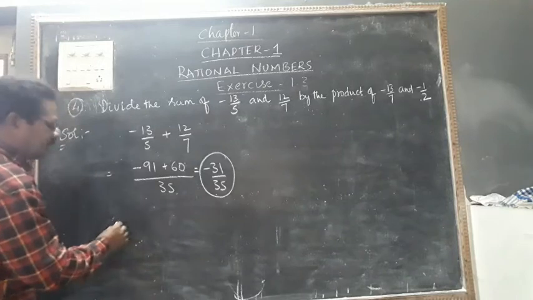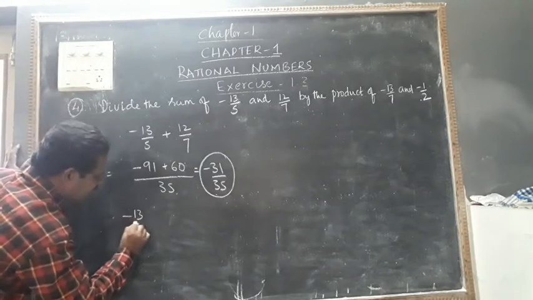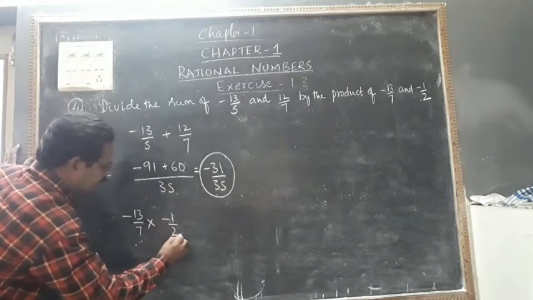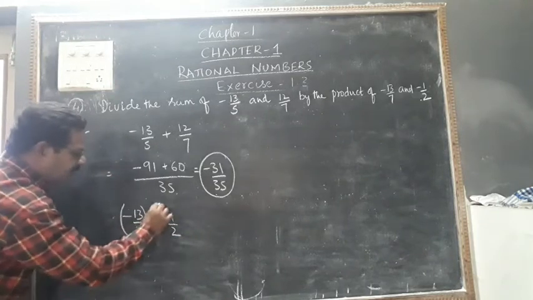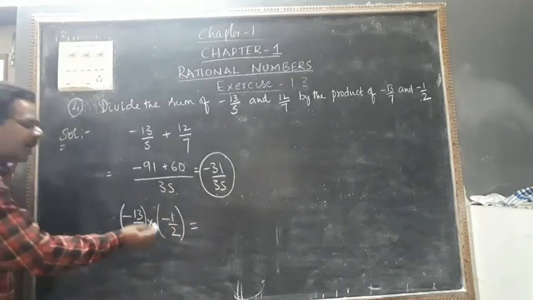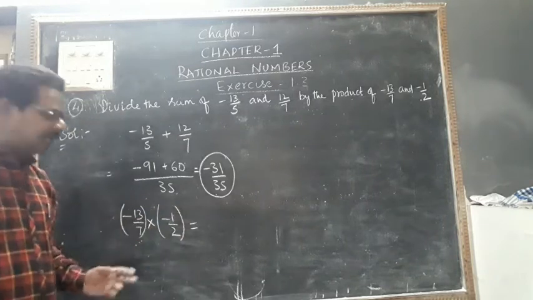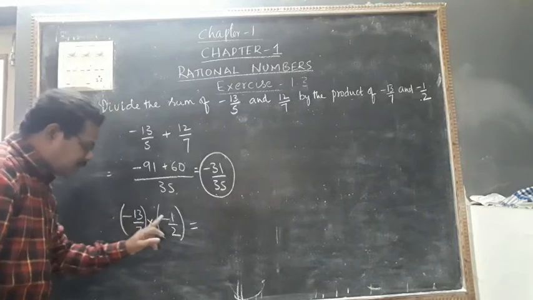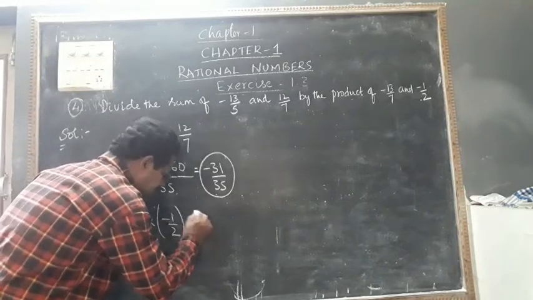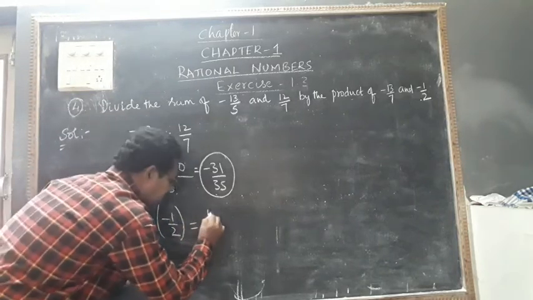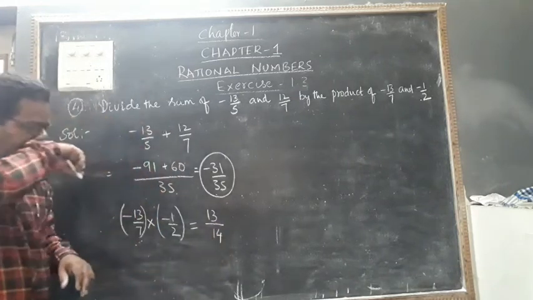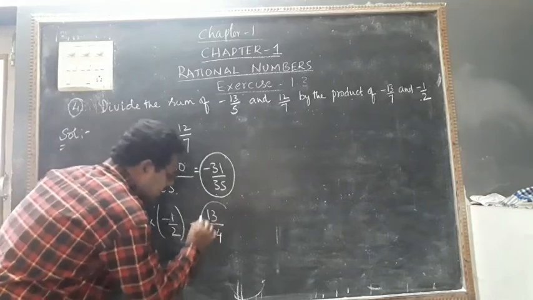Next, the product of minus 13 by 7 into minus 1 by 2. The product should be found out. Product means directly we can multiply the numerator with numerator and denominator with denominator. Okay. So minus into minus is plus. 13 1s are 13, 7 2s are 14. 13 by 14. So this is the second result.